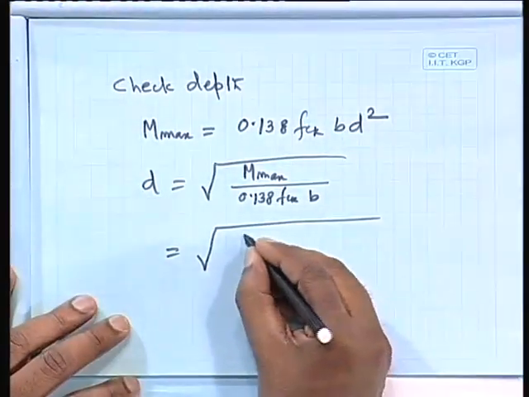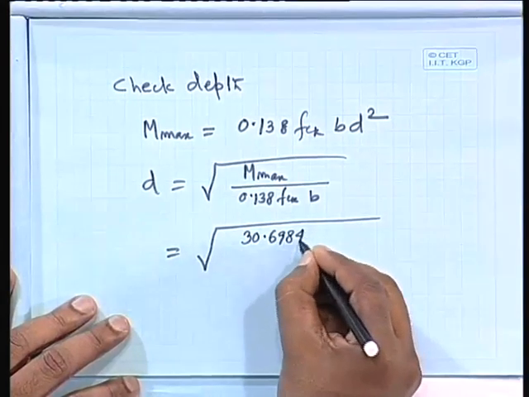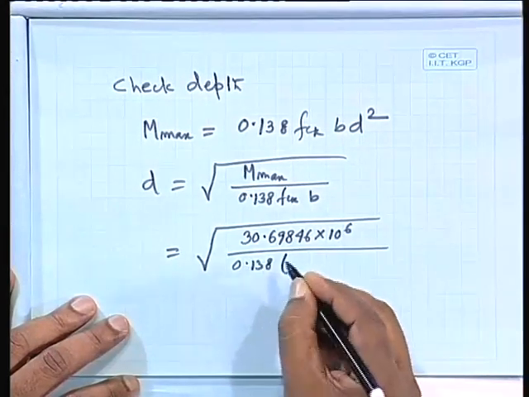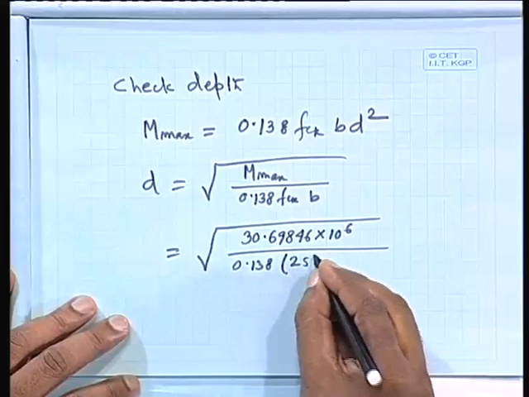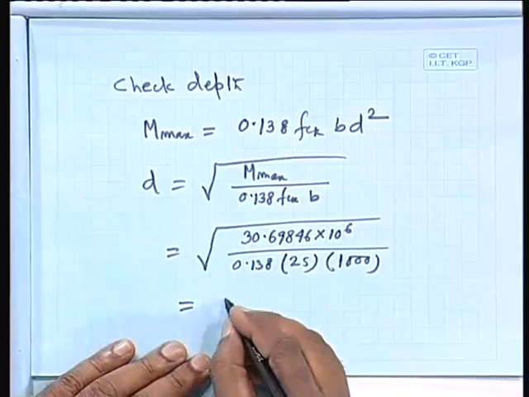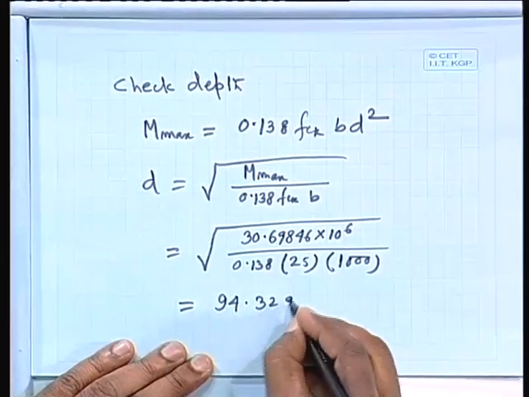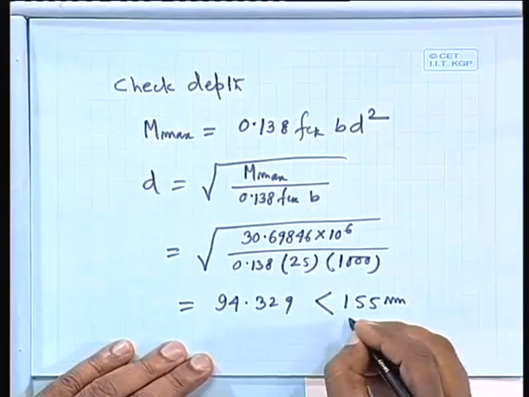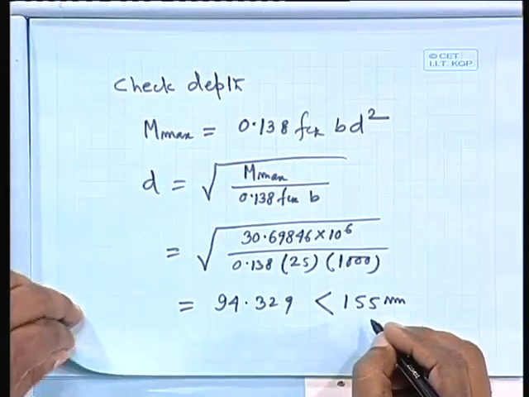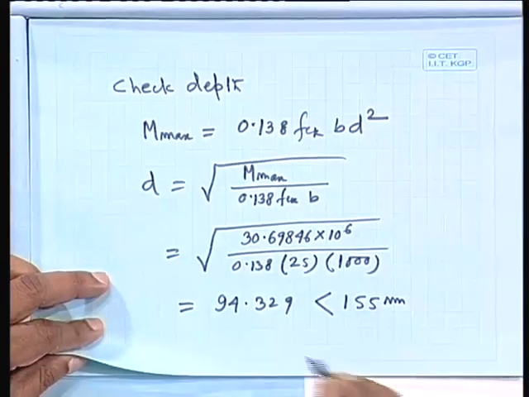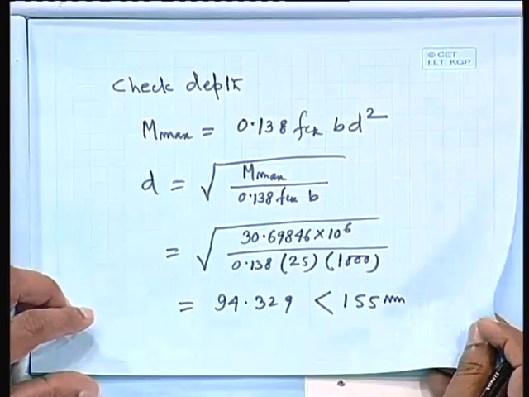So 30.69846 into 10 to the power 6 divided by 0.138 times fck, M25, that is 25, times b, which is 1000 in this case, comes as 94.329, which is less than 155 millimeter, the effective depth which we have provided. That means it is safe. So what about the area of steel then? We can now calculate area of steel.